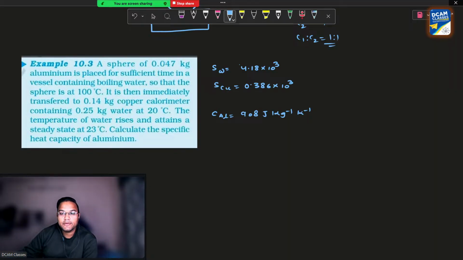Are you getting the same one? Because you are getting something like 0.91, na? But it's in what? No, sir, I got 9.1 into 10 to the power 3. I missed a decimal place. What about you, Kanishka?